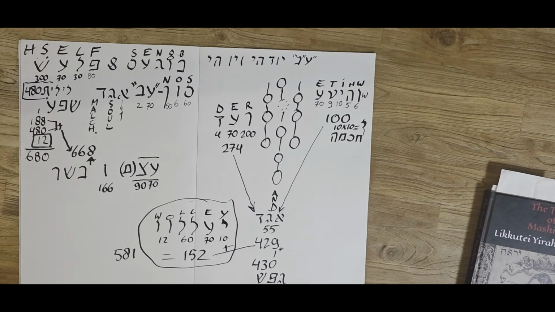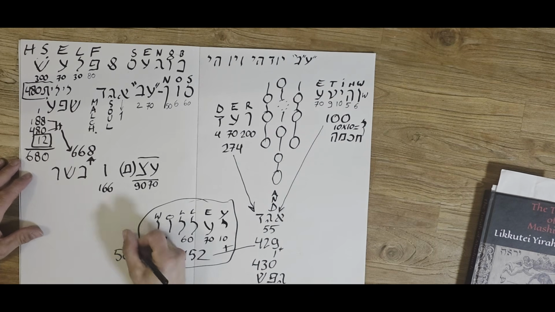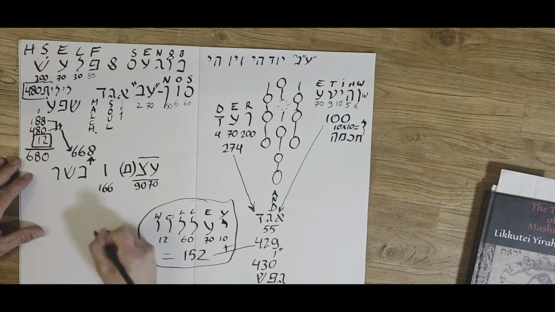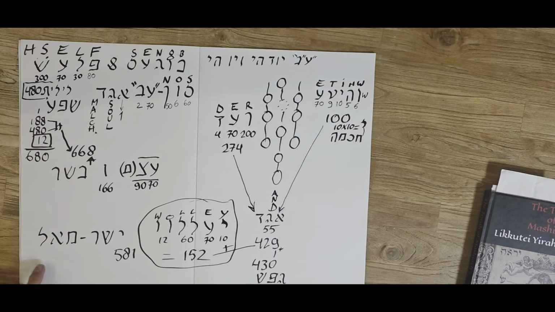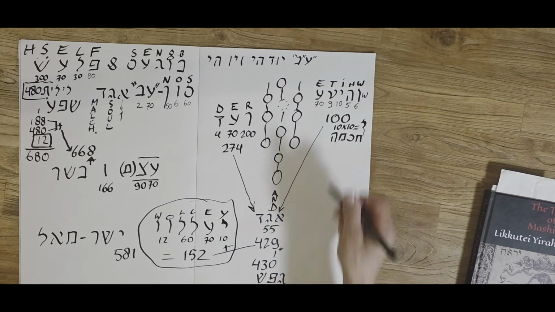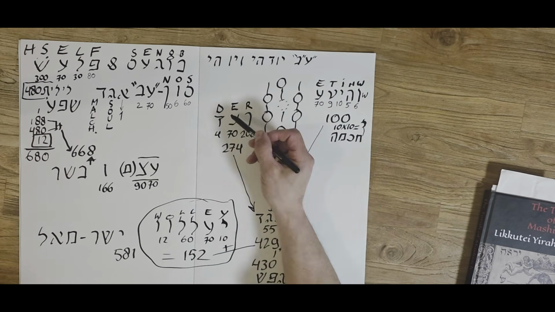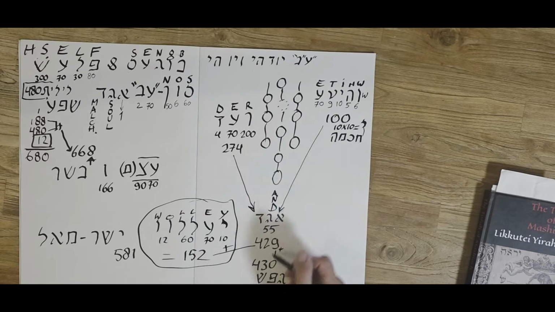But a more interesting permutation here would be Yashar Me'el, straight from God. Okay, because white, red, unity, center column, straight from God. That's found in there.